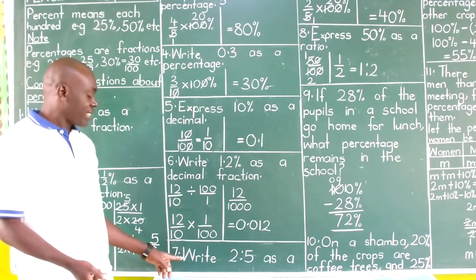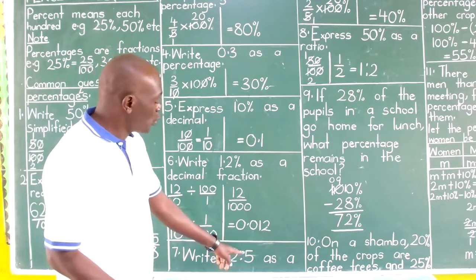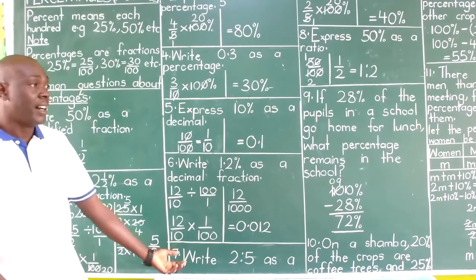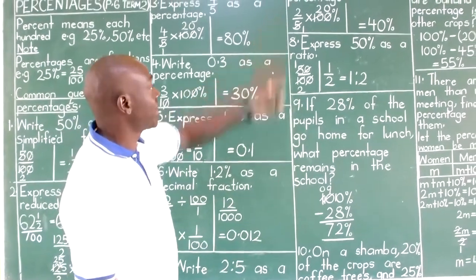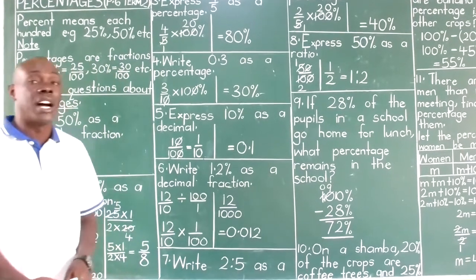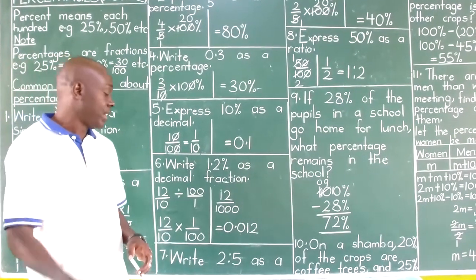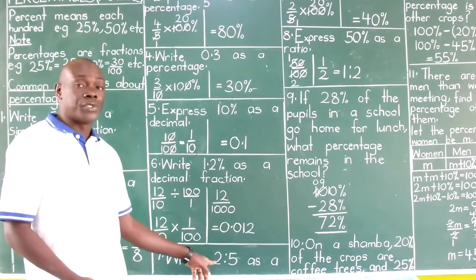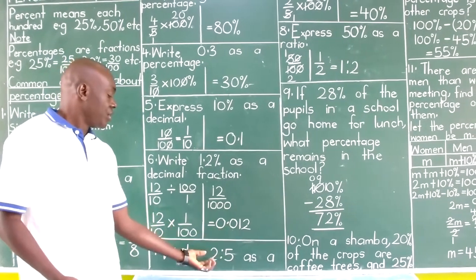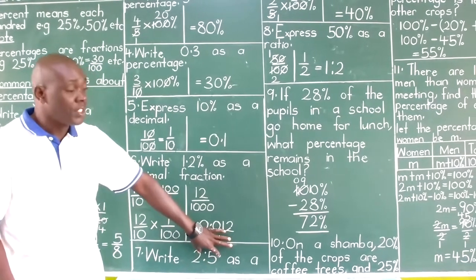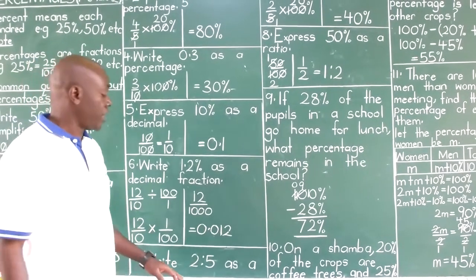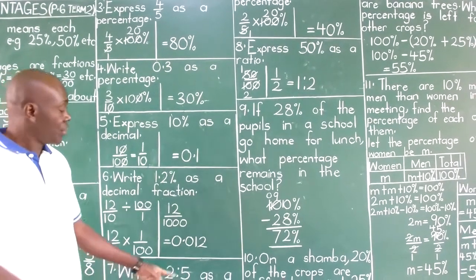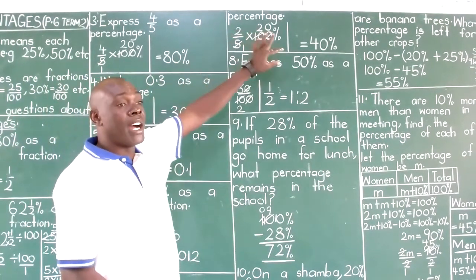This one asks us to write 2 to 5 as a percentage. So writing a ratio as a percentage. Remember, ratios are fractions, like we noted in the previous lesson. So which fraction is equivalent to 2 to 5? This ratio is 2 out of 5. So 2 to 5, the fraction is 2 out of 5. The same as expressing 2 out of 5 as a percentage. You only need to multiply it by 100%.